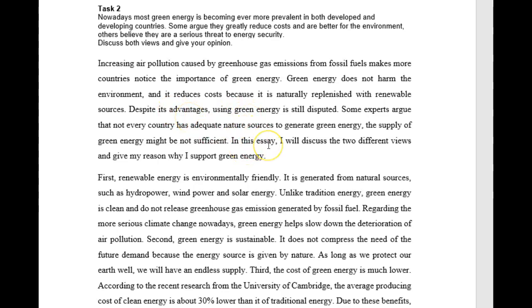You ran into a grammatical problem here. Okay, so despite its advantages, using green energy is still disputed. Some experts argue that not every country has adequate natural resources to generate green energy. Therefore, the supply might not be sufficient. You don't need to keep saying green energy. You could just use some ellipsis here and just say the supply might not be sufficient.